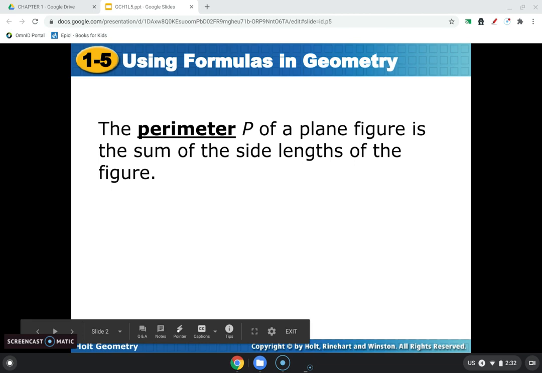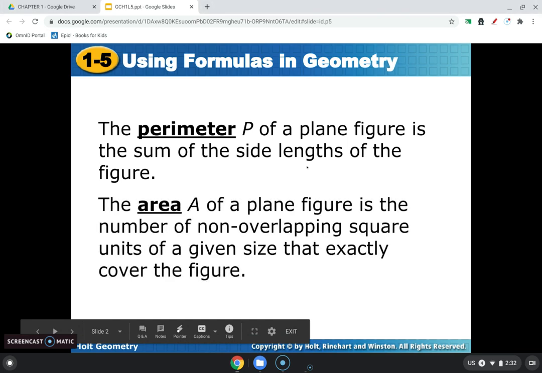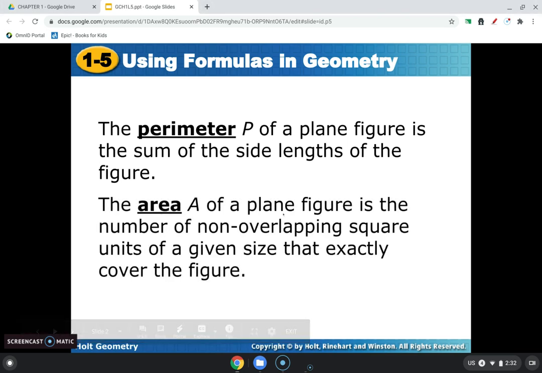Okay, this is geometry lesson 1-5. We're going to be using formulas in geometry. So we'll start with perimeter and area. Perimeter of a plane figure is the sum of the side lengths of the figure, and the area of a plane figure is the number of non-overlapping square units that can exactly cover the figure.